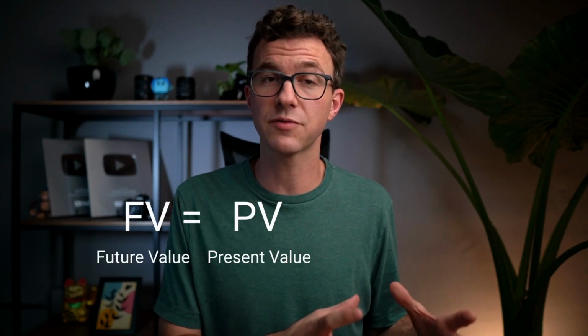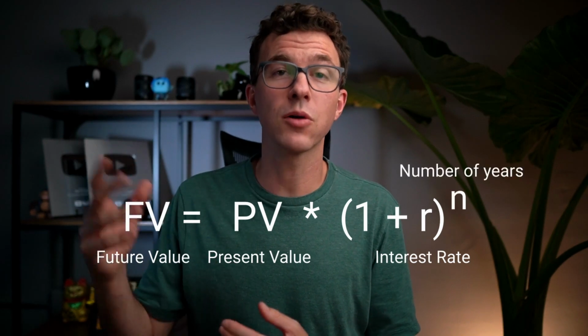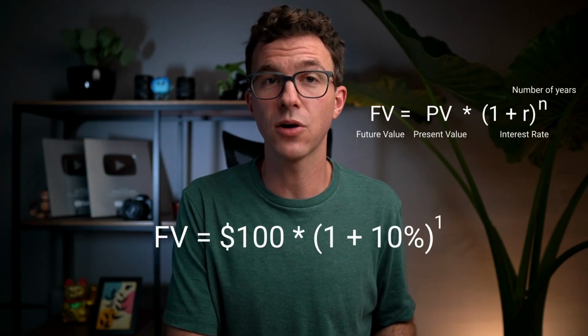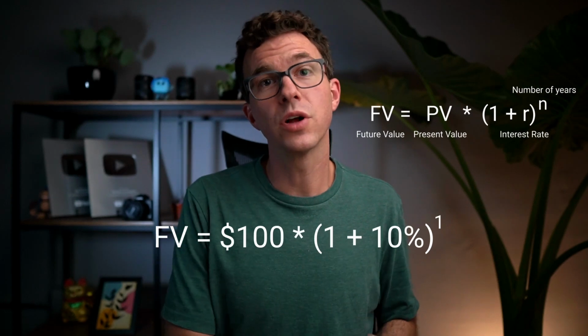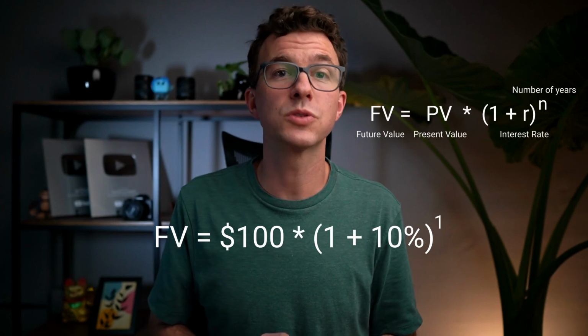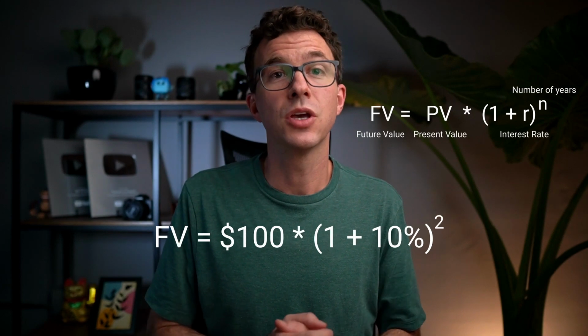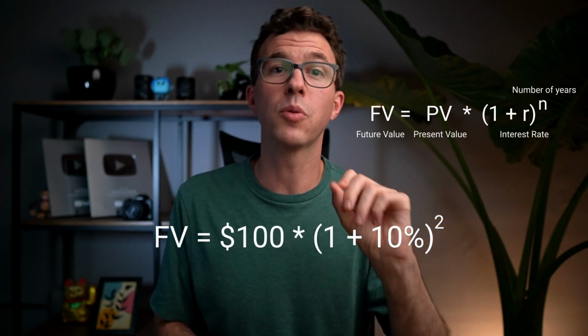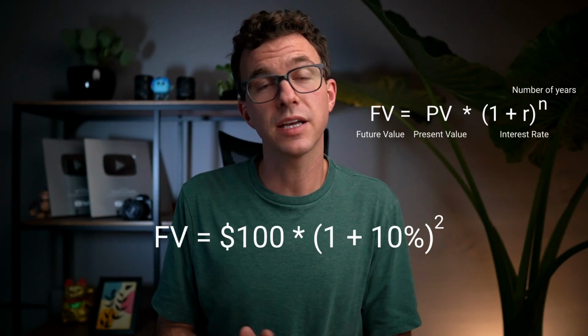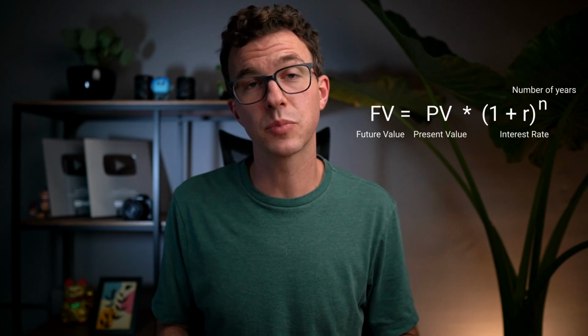If you want to know the future value of something, you essentially take the present value and multiply it by 1 plus the interest rate to the nth power. N is the number of years. As an example, if you had $100 now and the interest rate was 10%, 1 year later, so N would be 1, you'd have 100 times 1.1, which would be $110. If you were to take that to the second year, you would have 100 times 1.1 to the second power, so you would essentially have $121. Basically, it's growing by 10% every year.